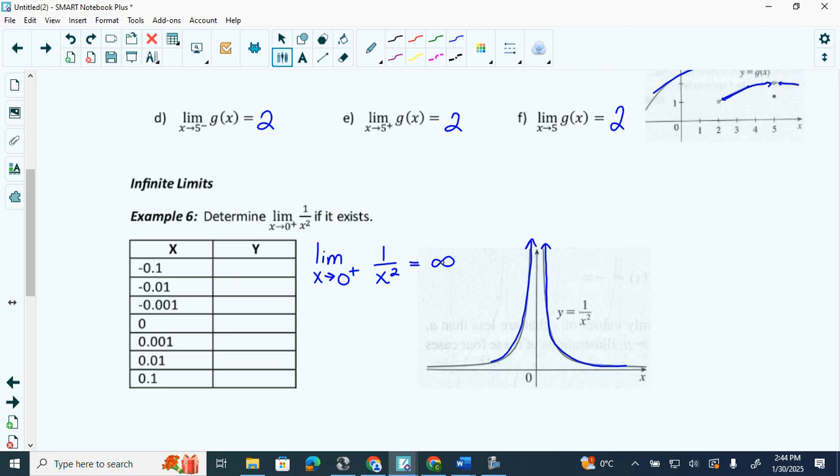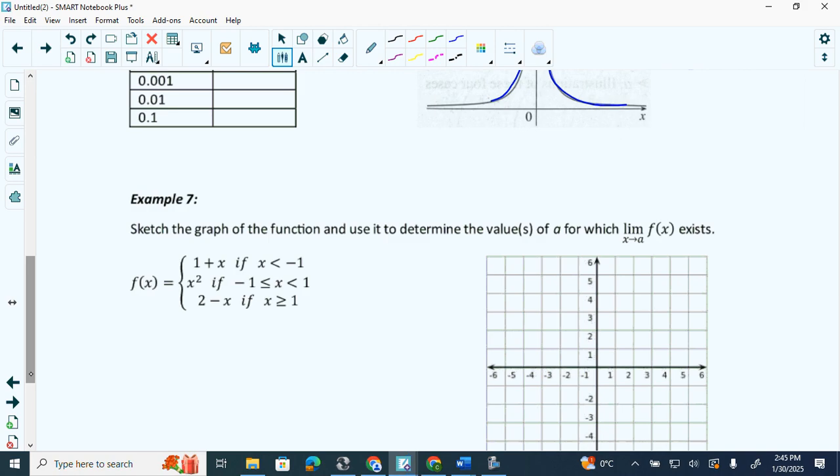Now, this one, we couldn't ever do algebraically because you can't get that x squared. There's like nothing to do, right? So you have to look at your graph. Or you could do a table of values and get closer and closer and closer to 0. All right.